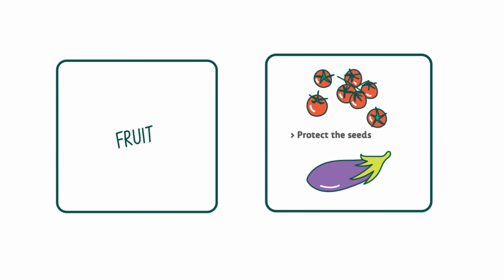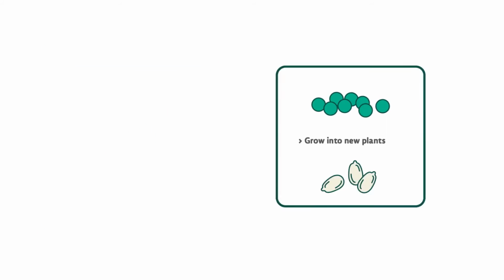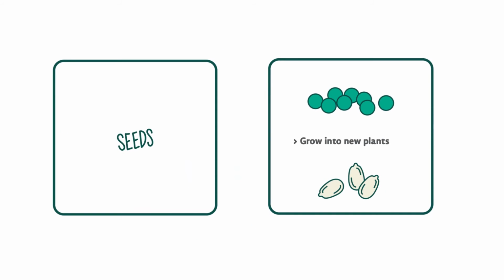And then our fruit, which protect the seeds. And then finally, but not least, we have our seeds, which grow into new plants. And that's all the 6 plant parts.